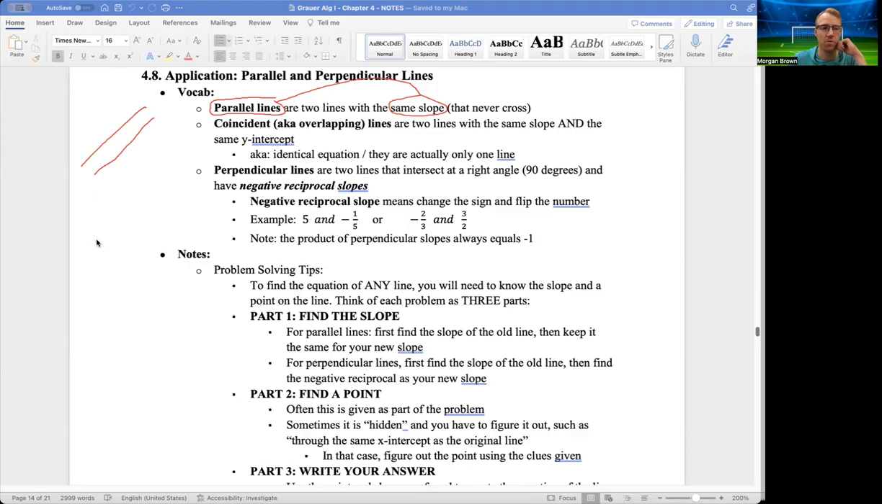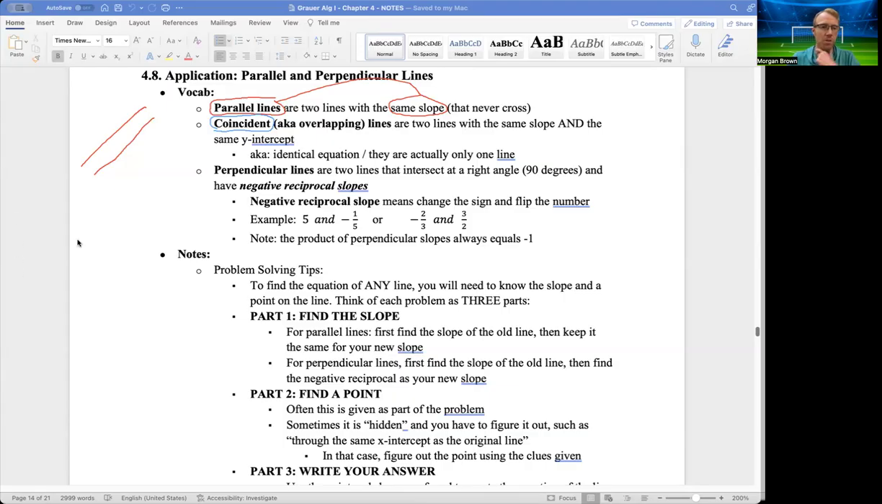Coincident is something we won't use very often, but this is when the line is actually the same line twice. It's like parallel lines, but if they have the same y-intercept, they're actually right on top of each other. So coincident lines, when you graph them, are two lines that are exactly right on top of each other, and they would have the exact same equation, same y-intercept and same slope. Like I say, we won't have that happen very often. Usually we'll have two parallel lines that are separate or perpendicular lines that are crossing.